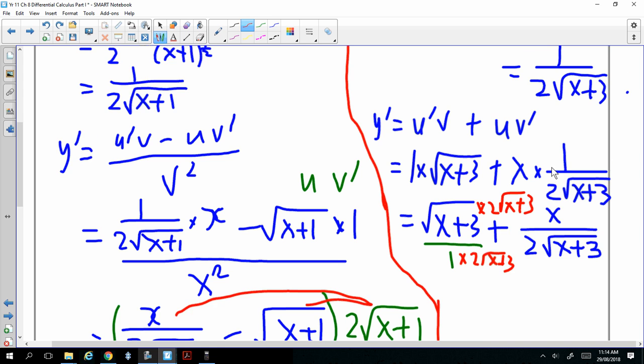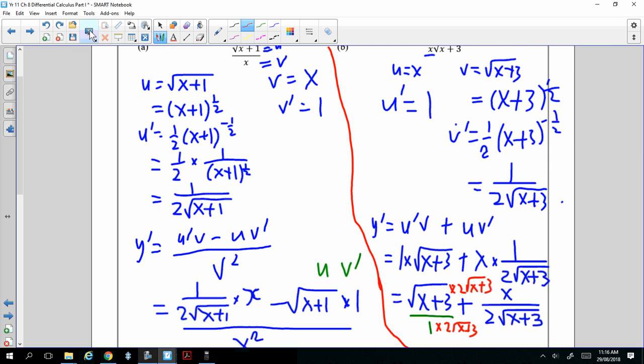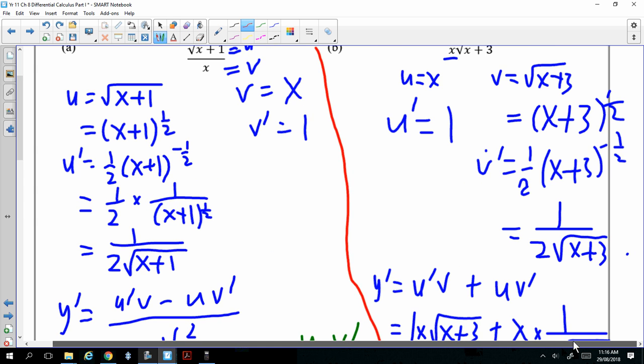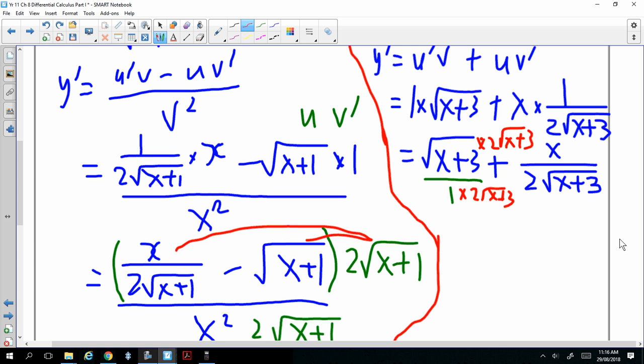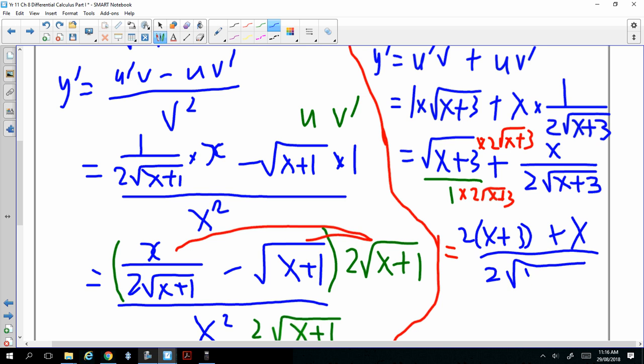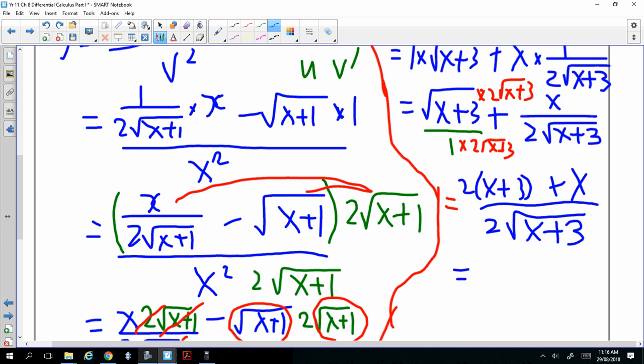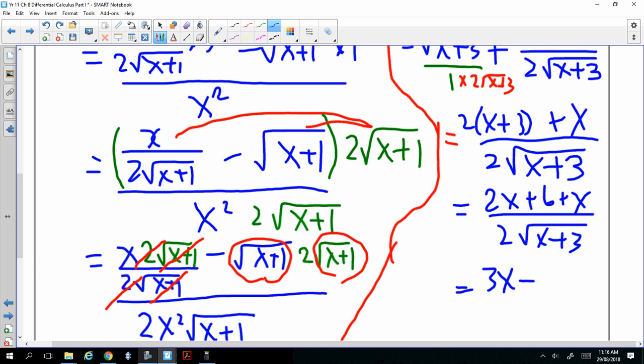Let's continue. Okay, so we're going to. Alright, so make a common denominator. So what do you do? Times them together, the square root gets cancelled. Plus x over the same denominator. Yeah. So the square root of x plus 3 and the square root of x plus 3 cancel to become x plus 3. Which you expand, so you get 2x plus 6 plus x. And collecting like terms gives you this. It's a little bit shorter. Done.